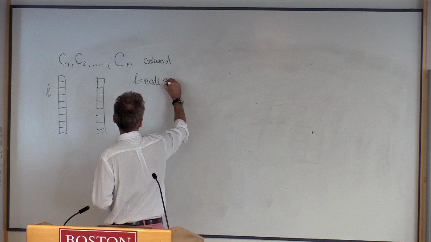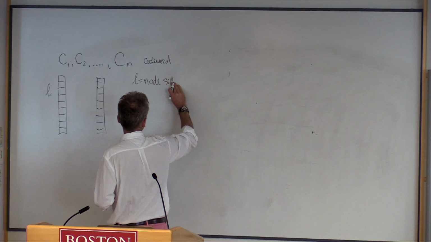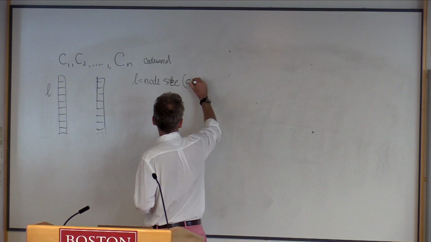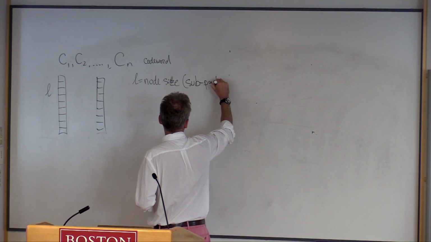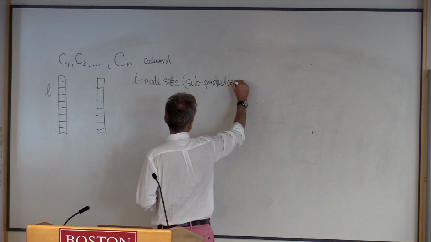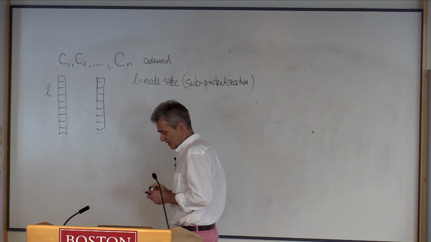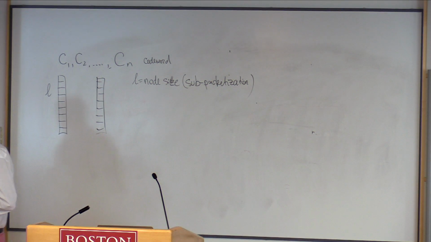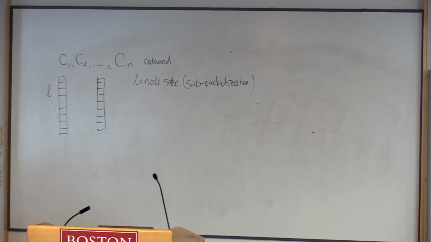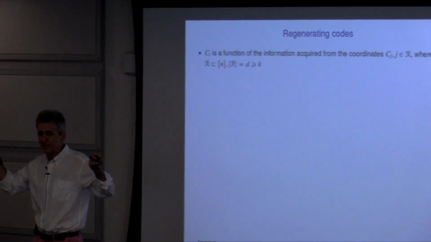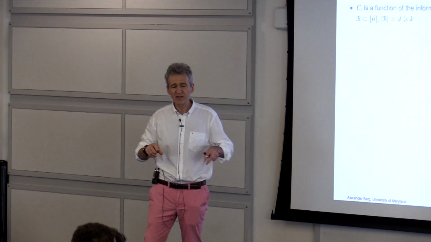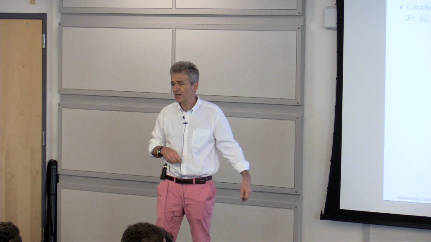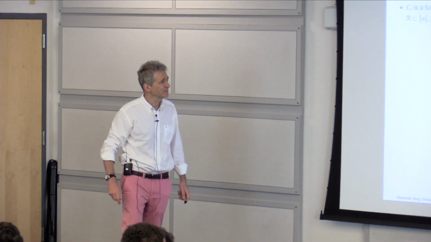Node size, also known as sub-packetization. That is from more of a network type terminology. We take a node and we quote unquote sub-packetize it. We break the packets into little chunks, represented as those rectangles in the picture, and so sub-packetization is the same as the size of the node.